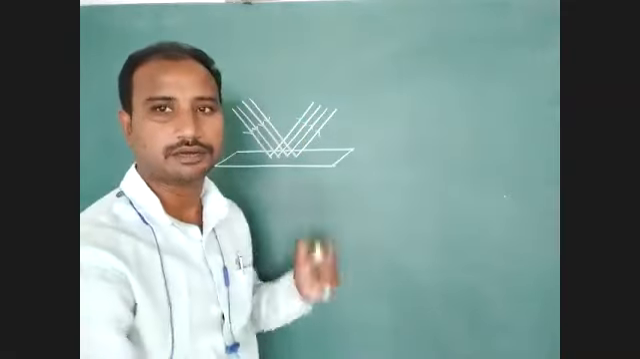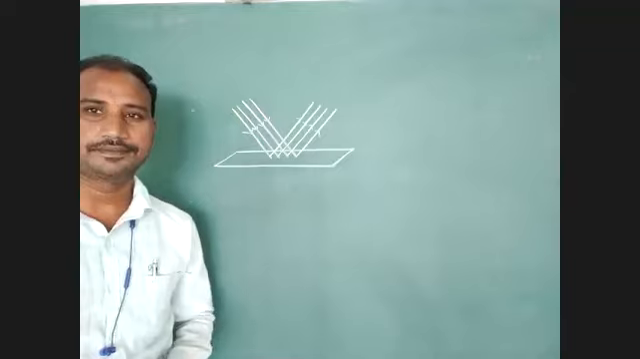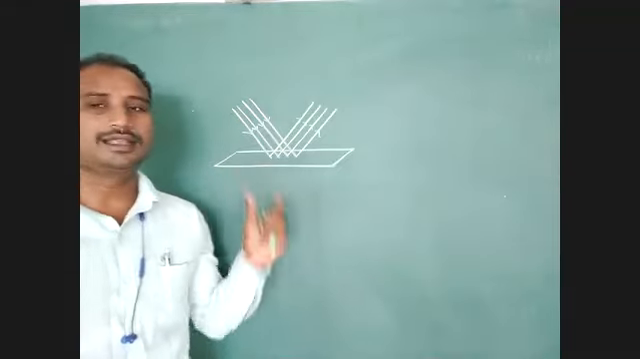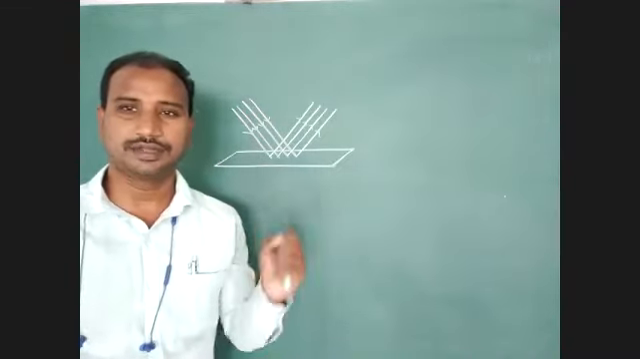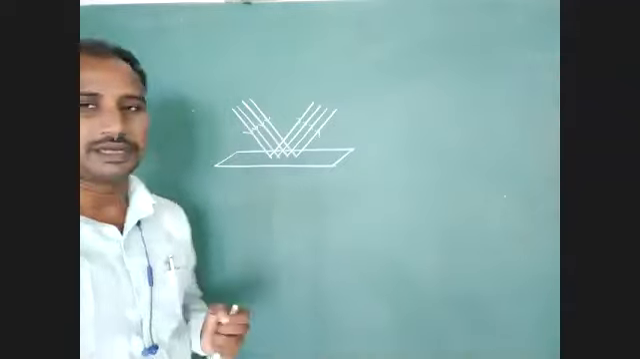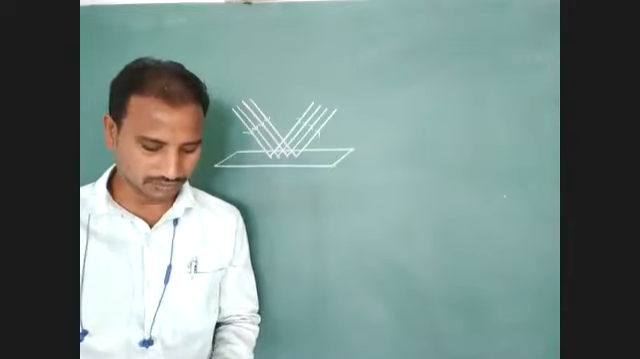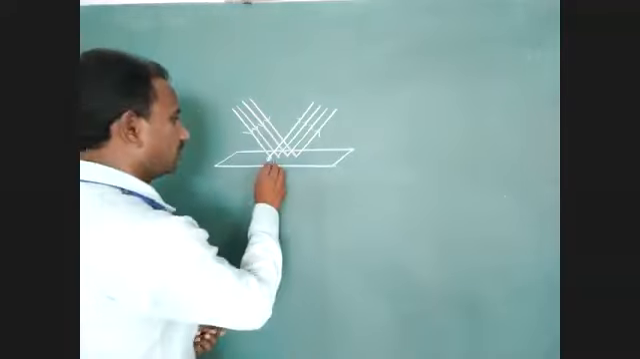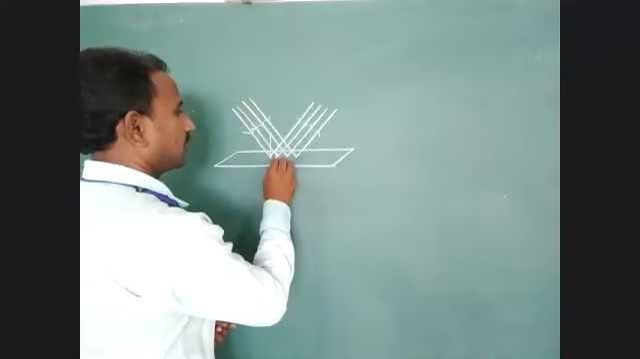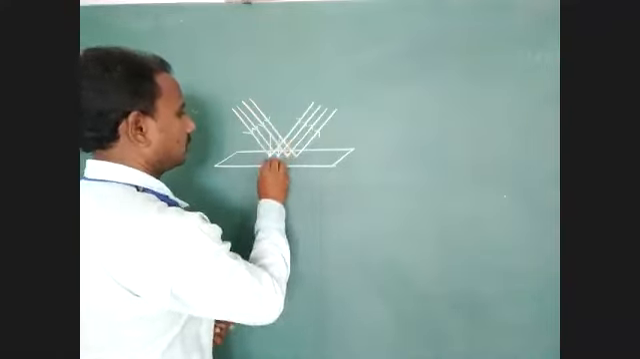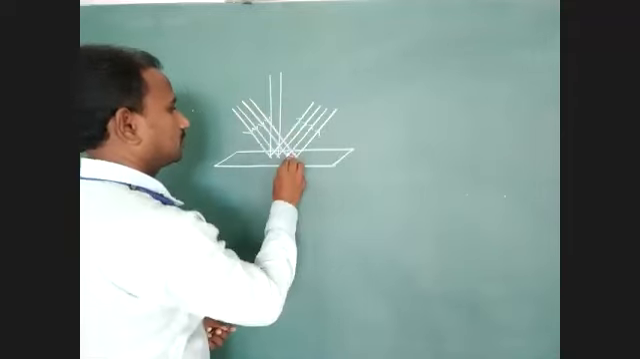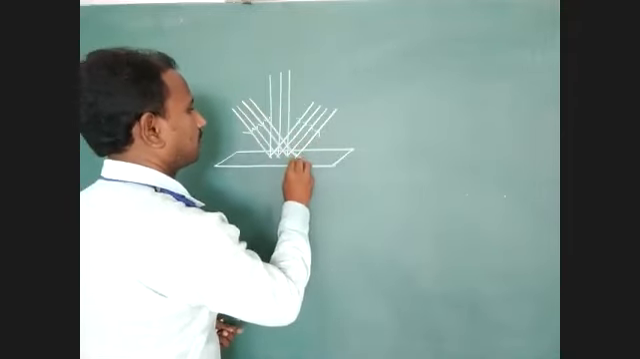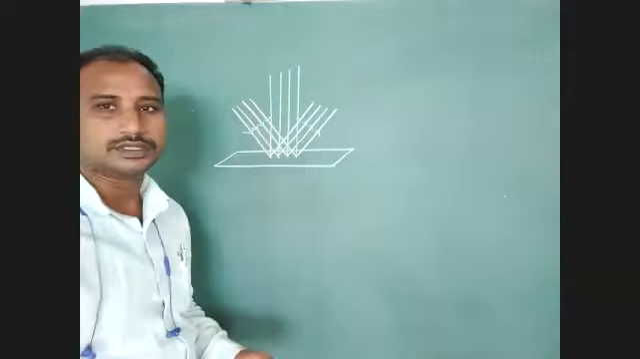We have to identify this point. Here we get regular reflection. We can apply the law of reflection. What is the law of reflection? Angle of incidence equals angle of reflection. We have to draw the normals. Normals are always perpendicular at the point of incidence.